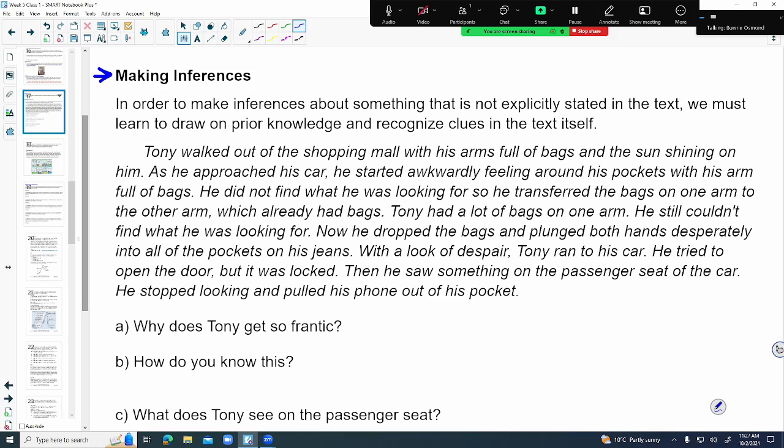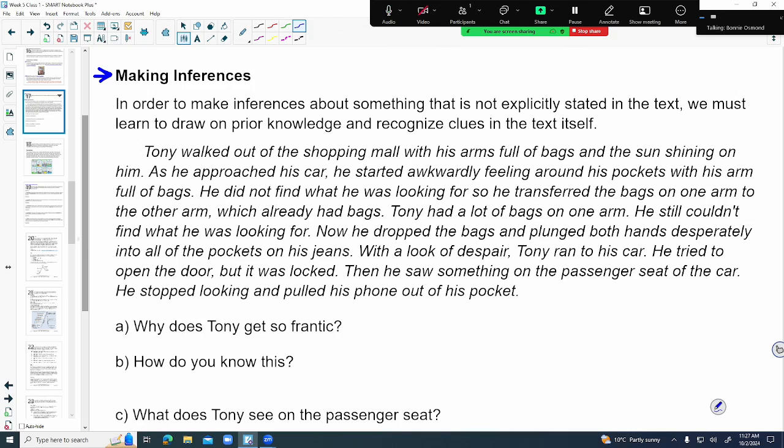Okay, so here's an example. "Tony walked out of the shopping mall with his arms full of bags and the sun shining on him. As he approached his car, he started awkwardly feeling around in his pockets with his arm full of bags. He did not find what he was looking for, so he transferred the bags on one arm to the other arm." So, we've probably all done that at some point. You're trying to find something, can't find it, take all the bags, instead of putting them down, we put them all on one arm. So all of the bags now are on one arm. "Tony had a lot of bags on one arm. He still couldn't find what he was looking for."